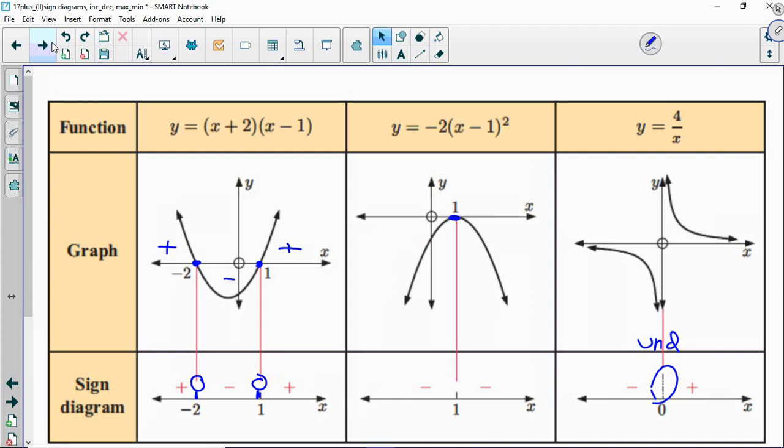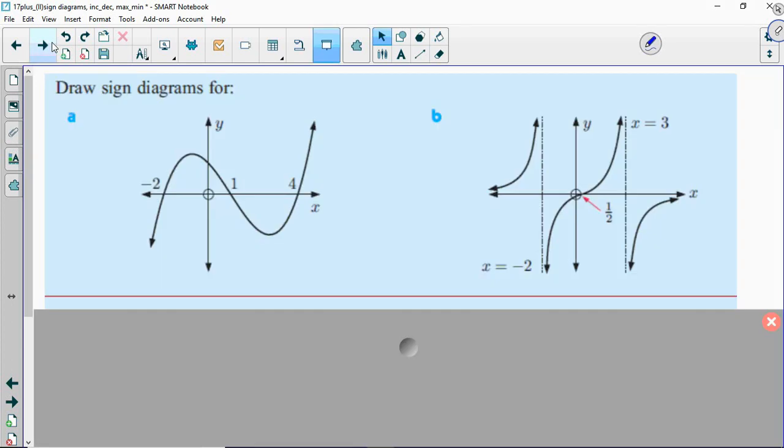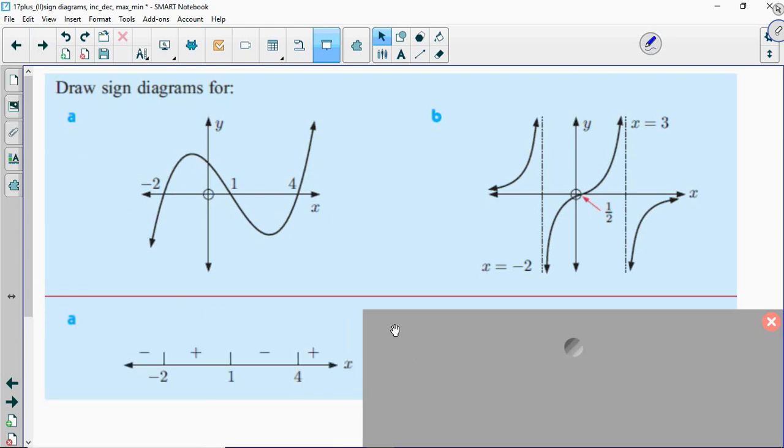Now I just want to look at some other fun ones. So if we want to draw a sign diagram for this, we're going to draw a horizontal line. We're going to record where the zeros are. Where are the zeros? So it's -2, 1, and 4. How does the sign change as we move from left to right? Well, it goes minus, plus, minus, plus. That's all we need.